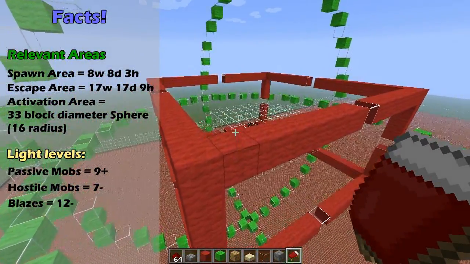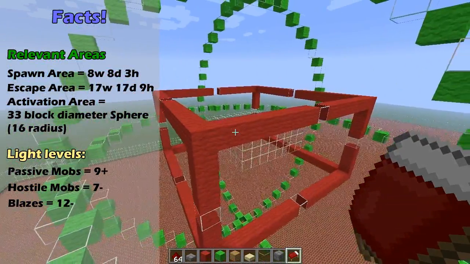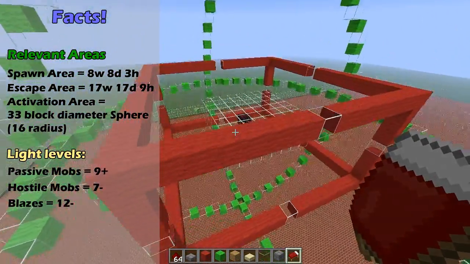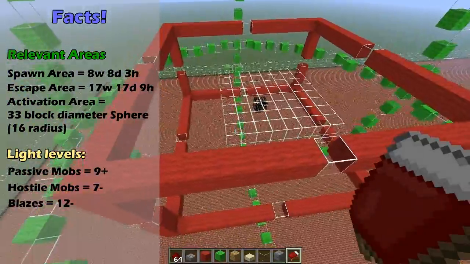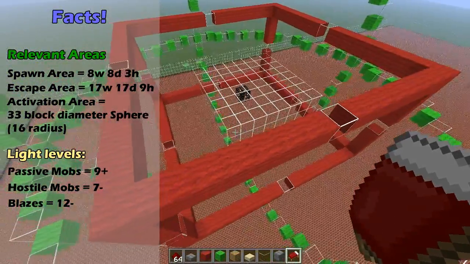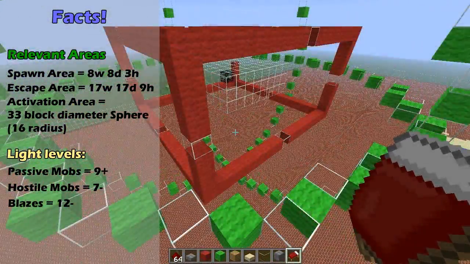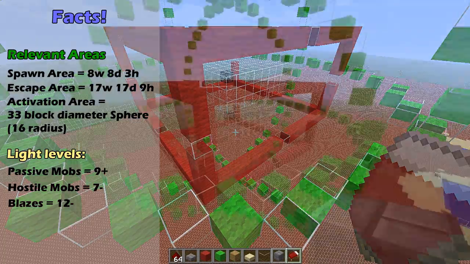Next we have the red wool area here, which represents the escape area. This is the area that you need to move the monsters outside of for this spawner to continuously produce monsters above its 6 monster cap. And it is 17 by 17 by 9.